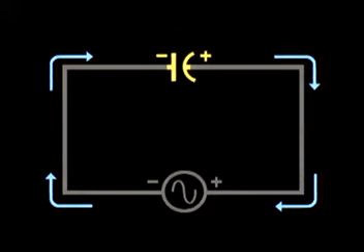And if the current is less, this must mean that the opposition to the current is greater. In either case, it can be said that this opposition to current presented by the capacitor is inversely related to the frequency. As one quantity increases, the other decreases by the same proportion, and vice versa.